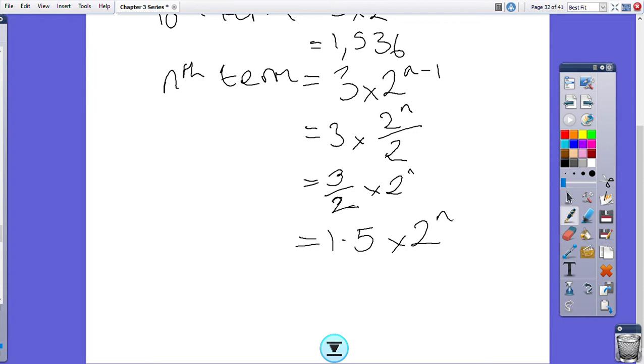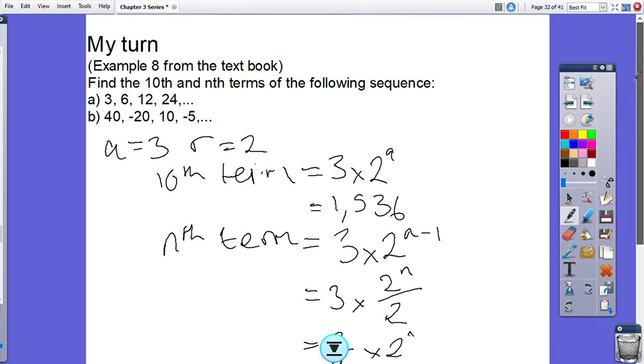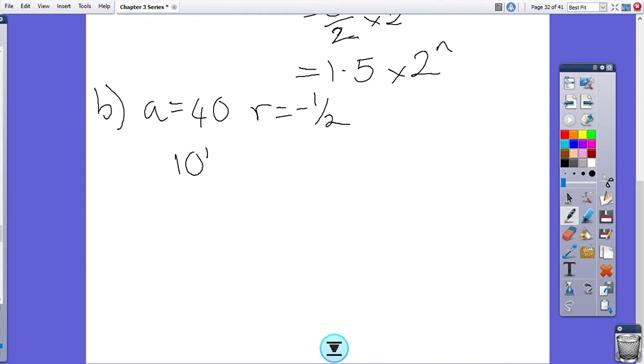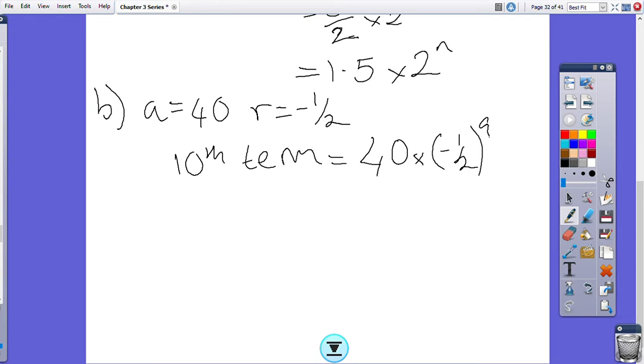And let's have a look at the second example here, this time in part B, where we have A equal to 40, R equal to minus a half. So let's have a look at, first of all, the 10th term. The 10th term is going to be 40 times minus half, which is R to the n minus 1, so it's to the 9, which is going to be minus 5 over 64, apparently.